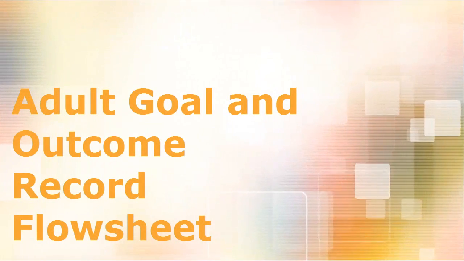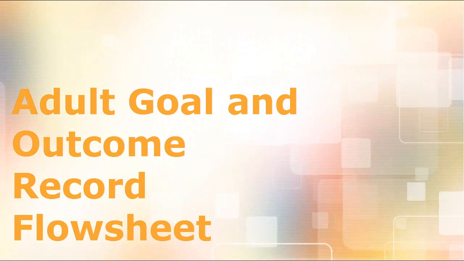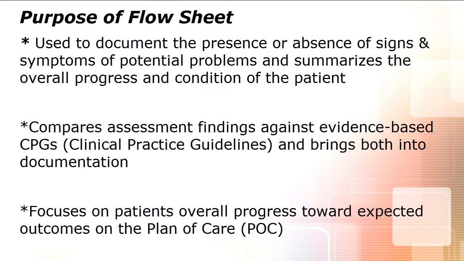This education video will cover the Adult Goal and Outcome Record Flowsheet. The flowsheet is used to document the presence or absence of signs and symptoms of potential problems and summarizes the overall progress and condition of the patient. It compares assessment findings against evidence-based CPGs, or clinical practice guidelines, brings both into documentation, and focuses on the patient's overall progress toward expected outcomes on the plan of care.